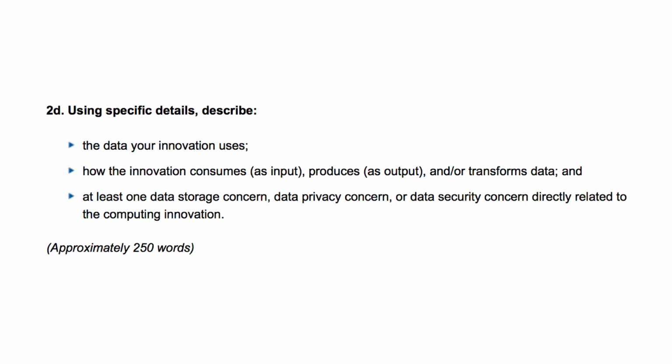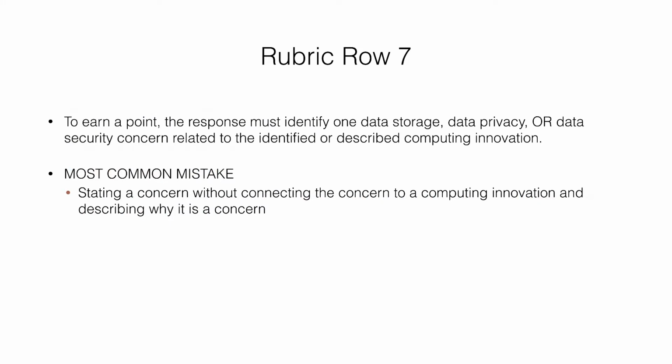This is the full prompt for 2D, right? Using specific details in 250 words, students need to write about what kind of data does it use, how does it consume it as input, produce it as output, or transform it. And they need to write about at least one data storage concern, data privacy concern, or data security concern that's directly related to the computing innovation. And that's what we're going to talk about row 7.